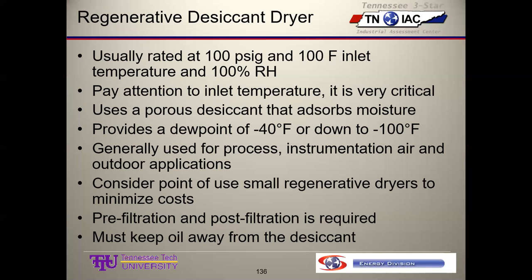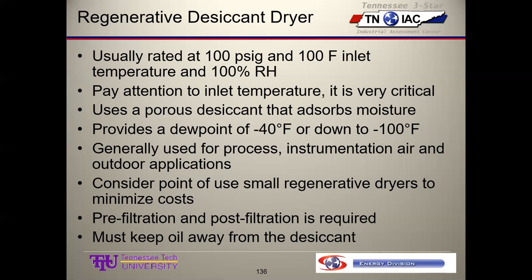Okay, so these guys are usually rated for 100 PSIG, and this is what the dryer expects to see at the most aggressive condition. So usually rated for 100 psig, 100 degrees Fahrenheit inlet temperature, and they expect to see 100% relative humidity because that air is coming out of the aftercooler on the compressor, and so you're condensing moisture like crazy. So whatever temperature you quit cooling to, it's going to be saturated at that temperature. So if you cool it to 100, you're going to have 100% relative humidity at 100 degrees Fahrenheit coming in.